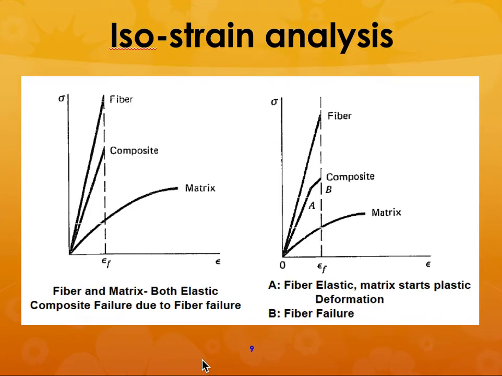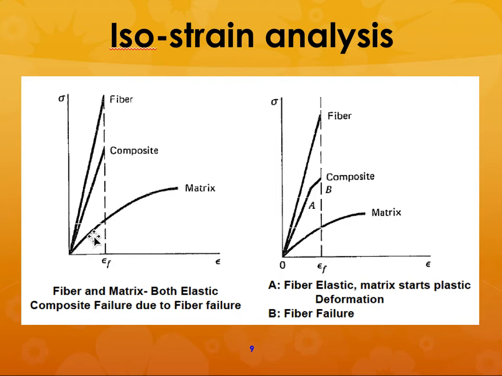Now, you can have both the fiber and the matrix that are elastic, and your properties are going to be somewhat in between. The composite properties are going to be somewhere in between the fiber and the matrix. The matrix is slightly ductile after a certain stage, or not ductile. I mean, it's plastic after a certain stage.